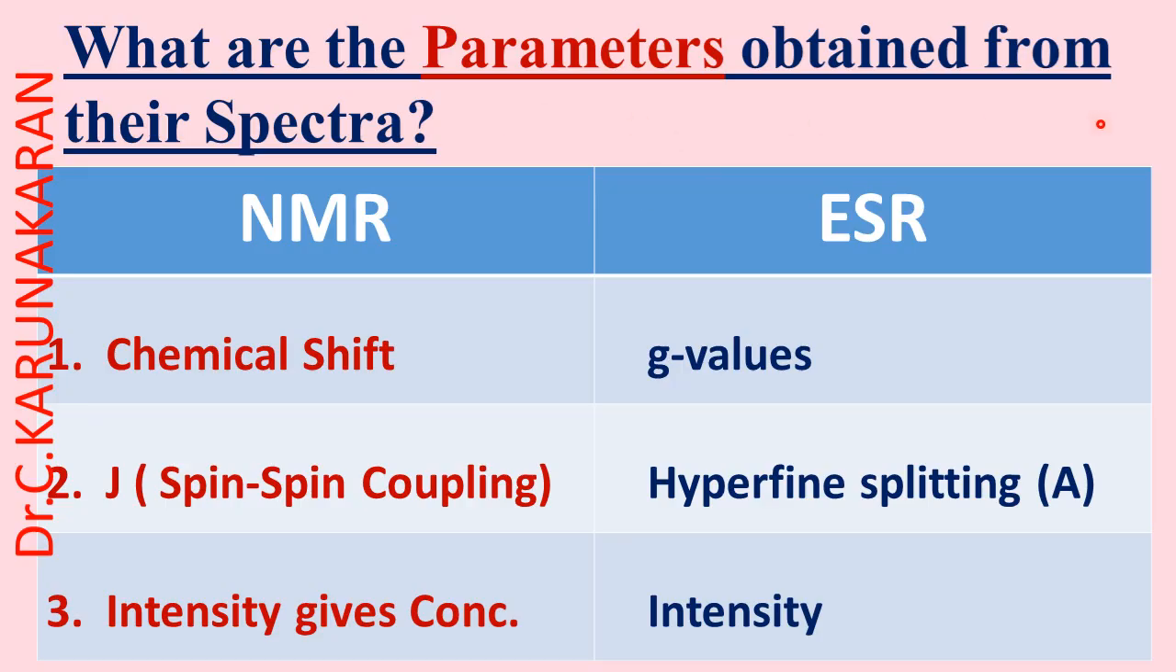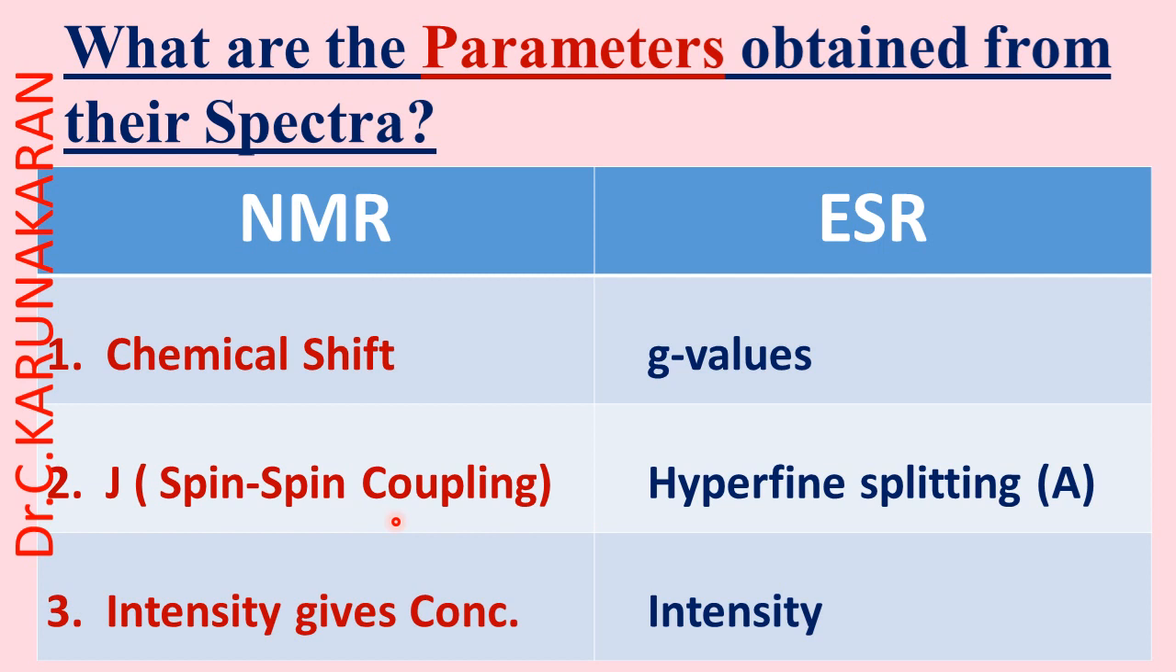What are the important parameters obtained from the NMR spectra or ESR spectra? There are three important parameters obtained from the spectra. They are chemical shift in the case of NMR, whereas in the case of ESR, g values. We'll see everything in further slides. Spin-spin coupling constant, J value. Hyperfine splitting A, it is expressed in Gauss, or in Hertz.